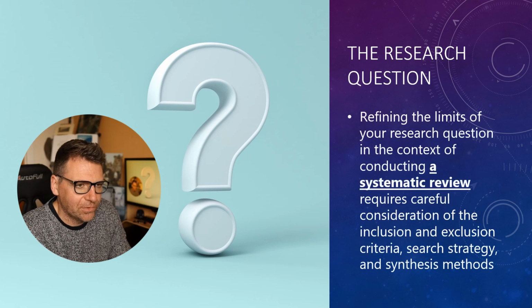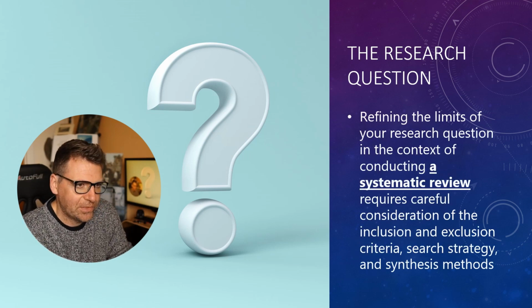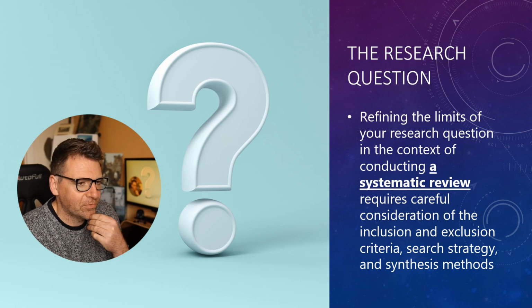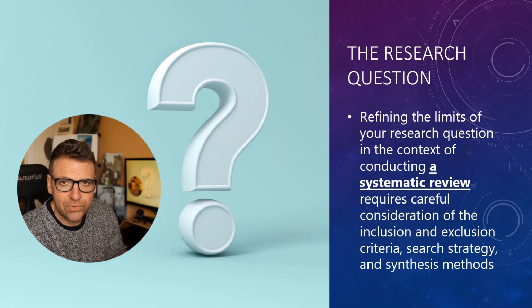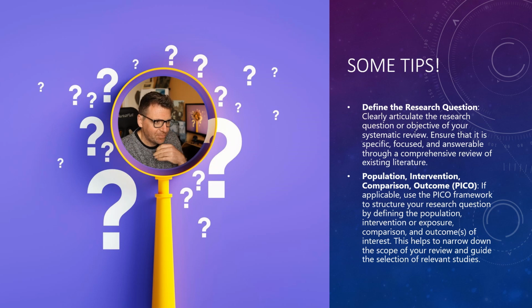Now, most of your questions about the systematic review revolve around the research question, particularly refining the limits of your research question in the context of conducting a systematic review, okay? So this requires careful consideration of exclusion, inclusion criteria, search strategy, and synthesis methods, okay? Now, I've been very creative with where I put my little circle with my face in it, so don't get too distracted by that creativity.